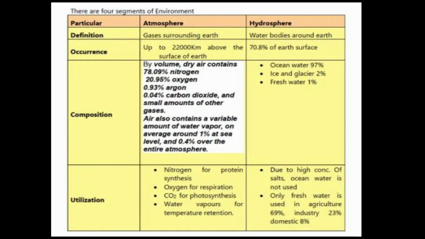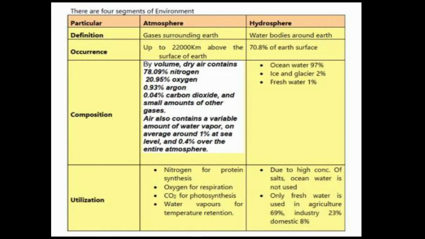Air also contains a variable amount of water vapor, on average around 1% at sea level, and 0.4% over the entire atmosphere. Following are some uses: nitrogen for protein synthesis, oxygen for respiration, carbon dioxide for photosynthesis, water vapors for temperature retention.